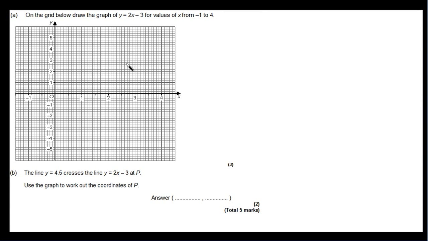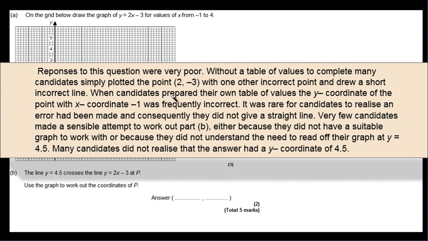So this is a nice, quite straightforward GCSE exam question on linear functions and linear equations. Very straightforward if you understand basically the whole idea of linear sequences. If you don't, then you're going to get confused. And when we bring up the examiner's remarks, we can see that this is exactly what happened. A lot of people just don't understand this area. So responses to this question were very poor.